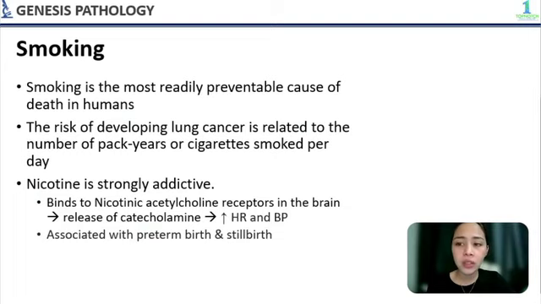So maraming contents and chemicals itong cigarette smoke natin, 60 of which are identified carcinogens. One example of the contents is nicotine. So it binds to the nicotinic acetylcholine receptors in the brain, causes release of catecholamine responsible for the acute effects of smoking, like increase in heart rate and BP. Among pregnant women who smoke, they are also associated with preterm birth and stillbirth.